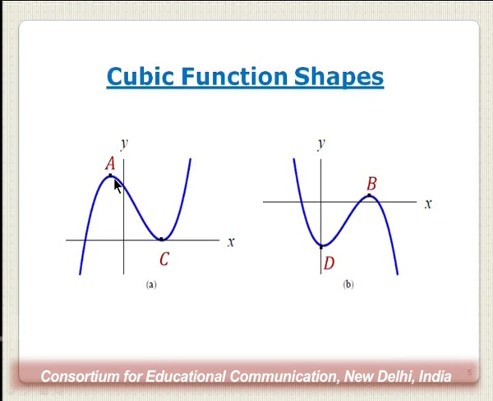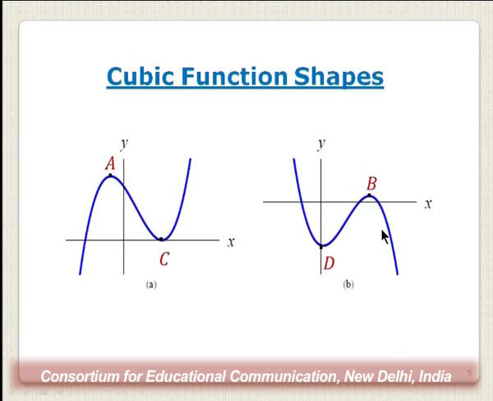Here you have a situation where the graph rises to the left of A, please follow my cursor, and then falls to the right of A. Similarly, in the second graph, if you take a look at this point B where my cursor is pointing, the graph rises to the left of B and then falls to the right of B.